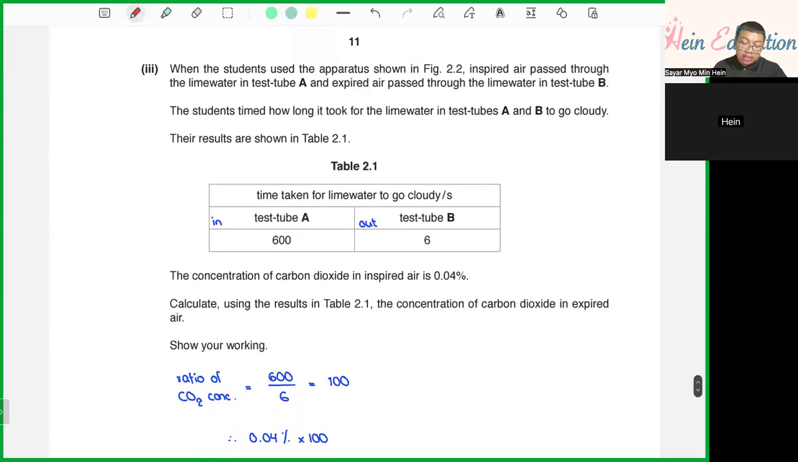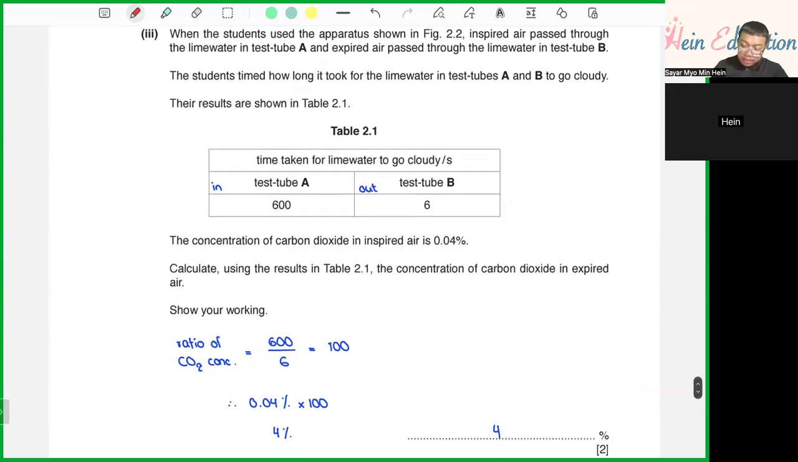And then this question asks you to calculate the concentration of carbon dioxide in expired air. They give you that in test tube A, it took 600 seconds for the lime water to go cloudy, which means it takes a longer duration, right? Because test tube A is inspired air, which contains less carbon dioxide. But test tube B contains expired air, which contains more carbon dioxide, and it took only 6 seconds, which is a very fast rate to turn the lime water cloudy.